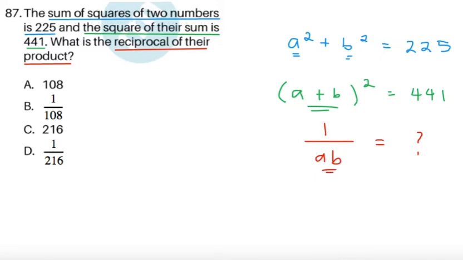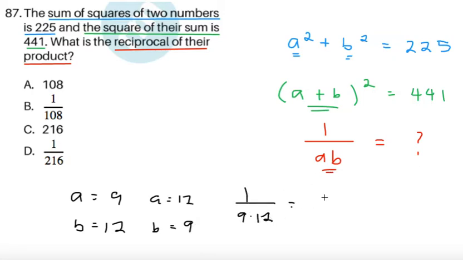Now, we can easily do trial and error, and trial and error is going to give you A equals 9 and then B equals 12. Or you can obviously switch A and B: A equals 12 and then B equals 9. That also works. And if you want to get 1 over AB, that's simply 1 over 9 times 12, which is equal to 1 over 108. That's a way to do it.